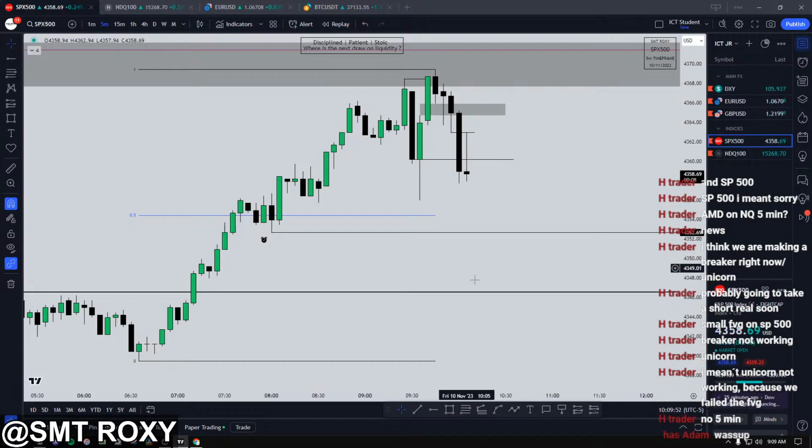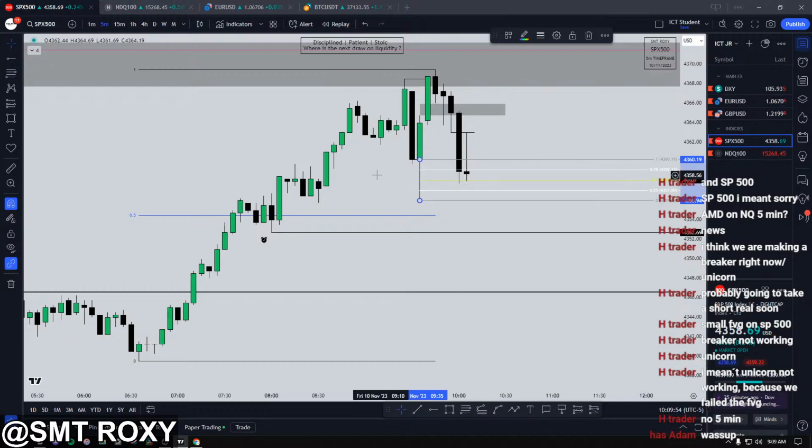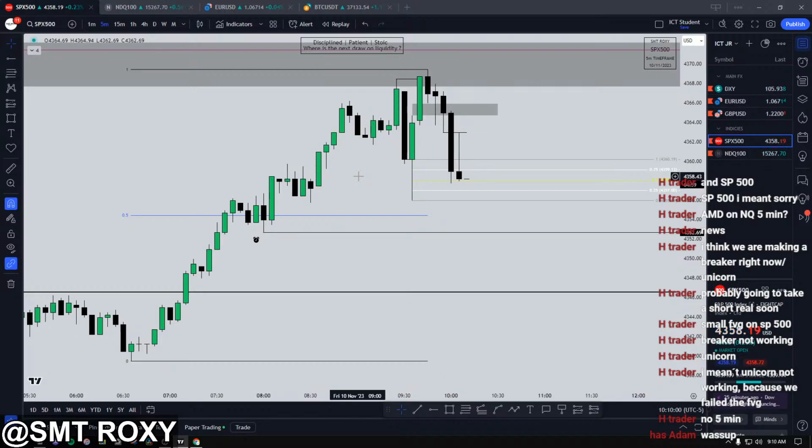And then probably the consequent encroachment. I want to see us come down, close below it. That's going to make me extra bearish, honestly. Yeah, no, we're below it. I would want to see us hold, probably push price a lot lower, and just continue dropping. I don't see any reason for us to continue up.